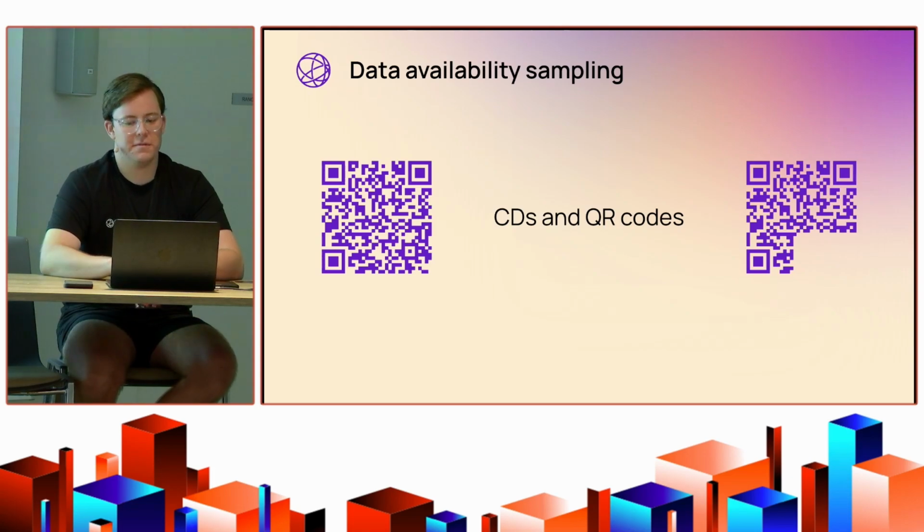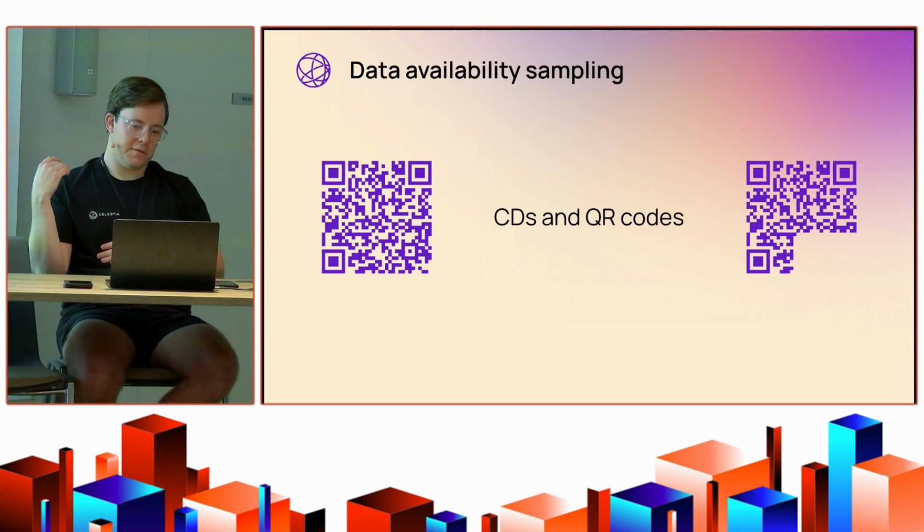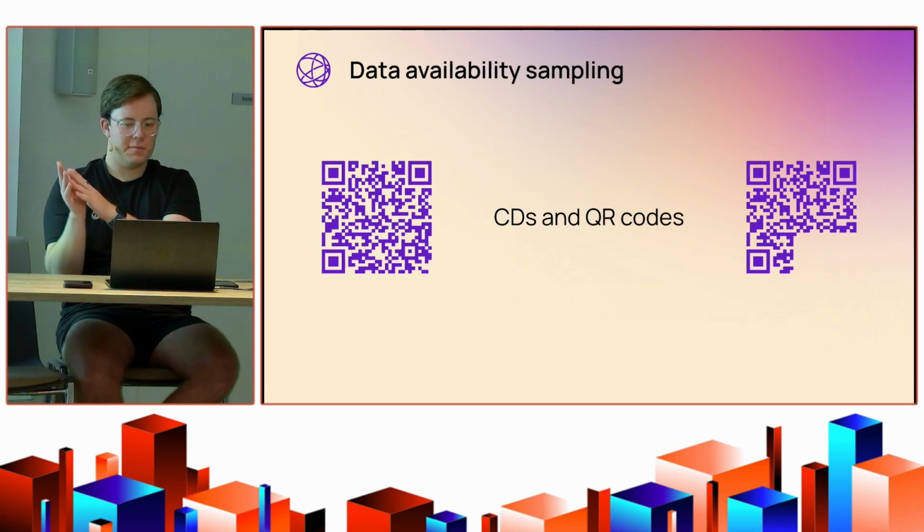So yeah, I think a good way to think about this is with compact discs or CDs and QR codes. For example, these two QR codes use erasure coding, which is a similar mathematical primitive to what we're using in data availability sampling. Basically, the QR code on the left has a little bit more metadata built in so that if some of it is missing, we can still actually retrieve it all.